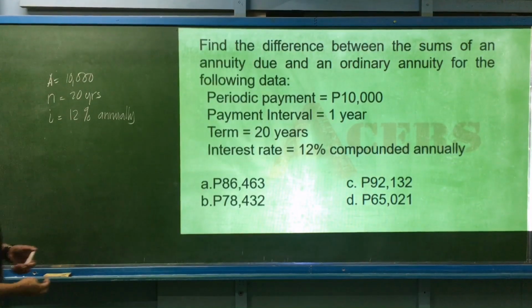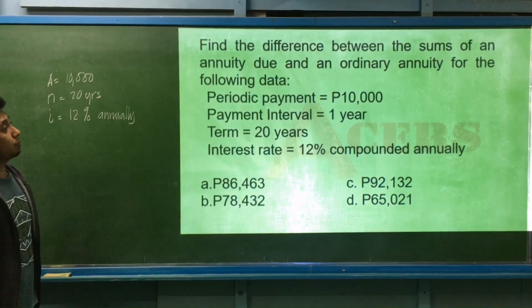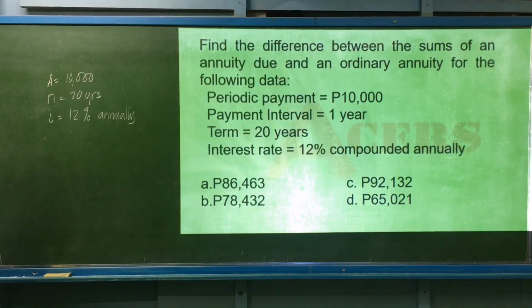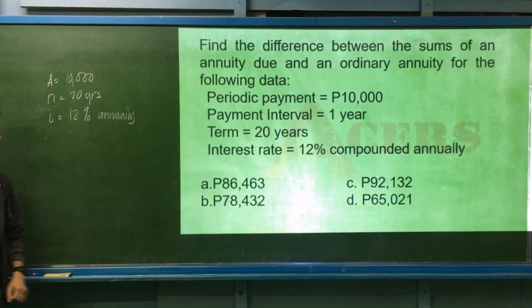Okay, this is one of the past board exam questions from way back. Find the difference between the sums of an annuity due and an ordinary annuity for the following data. The periodic payment is 10,000. The payment interval is every year. The number of years is 20 years. The interest rate is 12% compounded annually, which is the same as the effective rate.